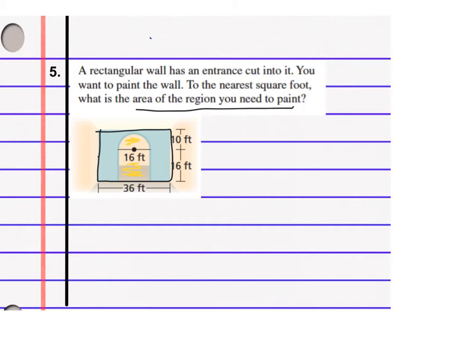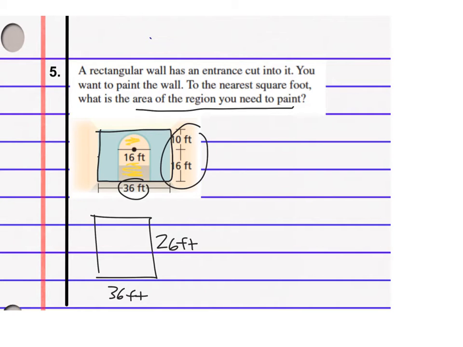So let's start with the whole wall, pretending there wasn't anything in there. It's 36 feet. Where did I get that? Right here. They told us. Then the height, 10 plus 16 is 26 feet. So if it was no windows or doorways, 36 by 26, I would get 936 square feet. So that would be the entire surface area.